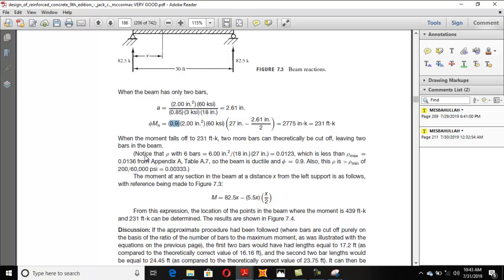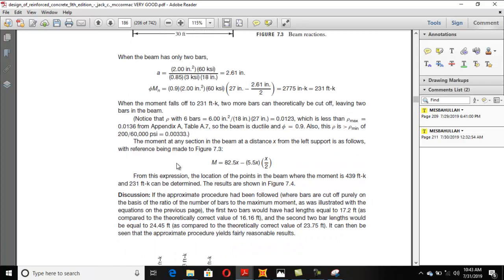So here it found out that rho provided is 0.0123, and rho max, which is taken from Appendix A, Table S7, at the last pages of the book, is 0.0136, and your rho minimum is 0.0033. Okay, so this check should be checked, because if it is not okay, then your 0.9 value will not be okay. So then you will adjust that 0.9. So it has the procedure which we followed in the design of a rectangular beam.